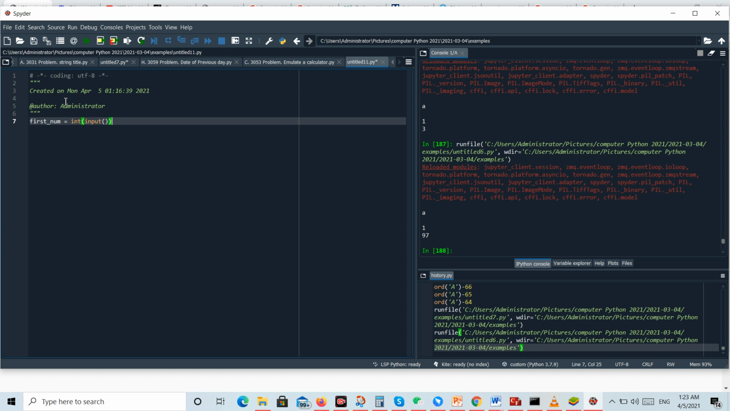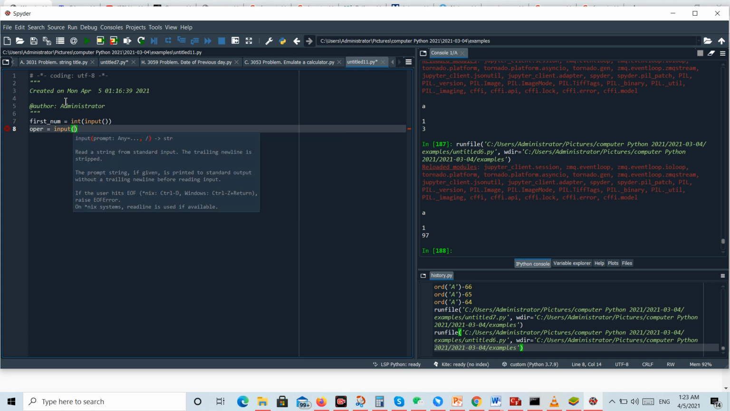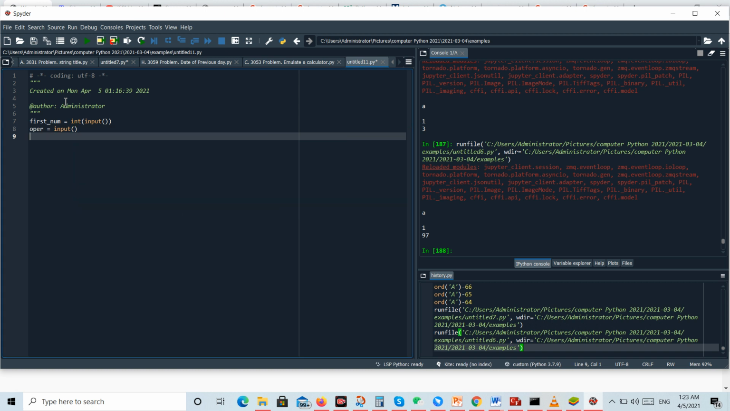So let's continue. The second input we are taking is for the operator. Let me say oper equals to operator, right? This is not supposed to be a number, it's supposed to be a character. So we'll just use input, right? The third input will be for the second number.